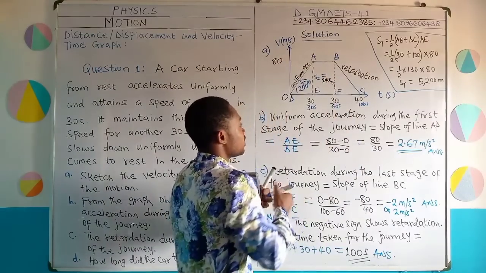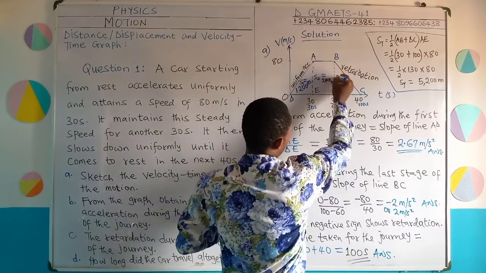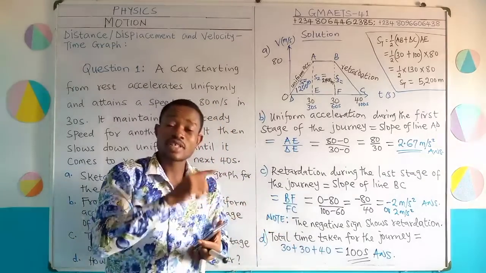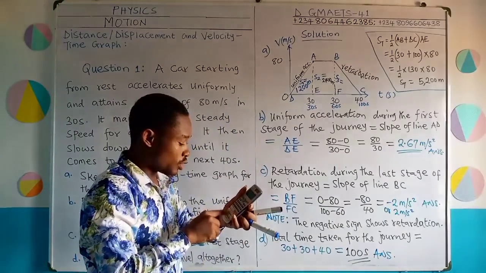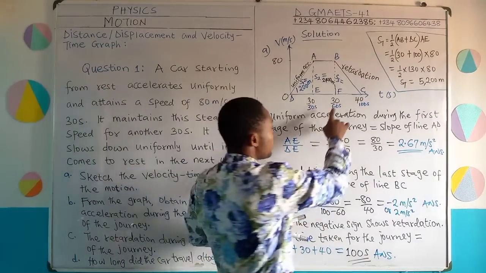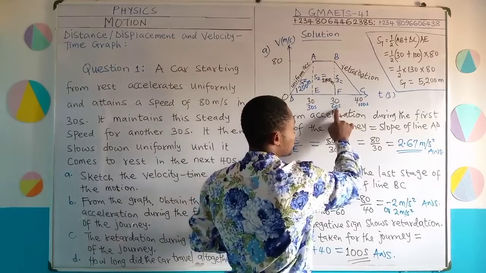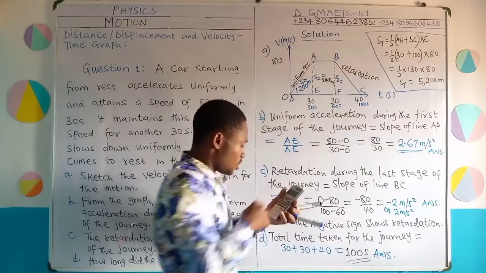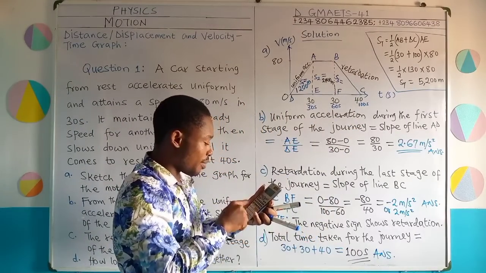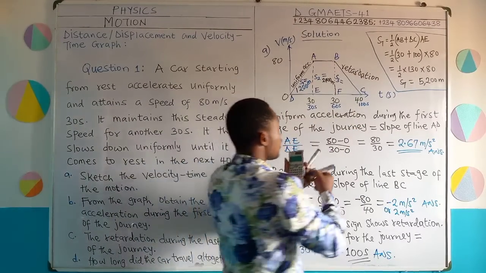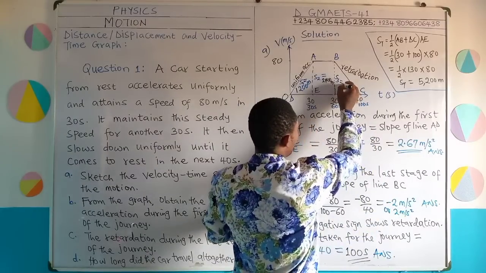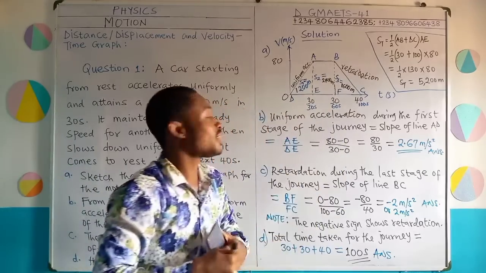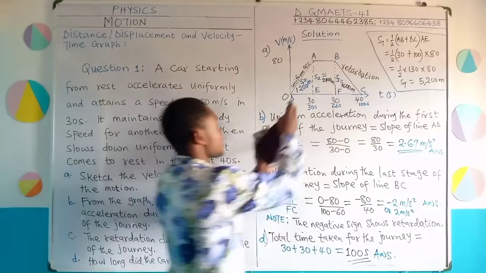Then the last distance there, that's the last stage of the journey, S3. If you work it out, let's see. That is a triangle, so it's half base times height. 1/2 times the base. The base is from this to this point, which is from 60 to 100. If you do this difference, you get 40. So the base is 40, and then I'll multiply by the height, which is 80. This gave me 1,600 meters.